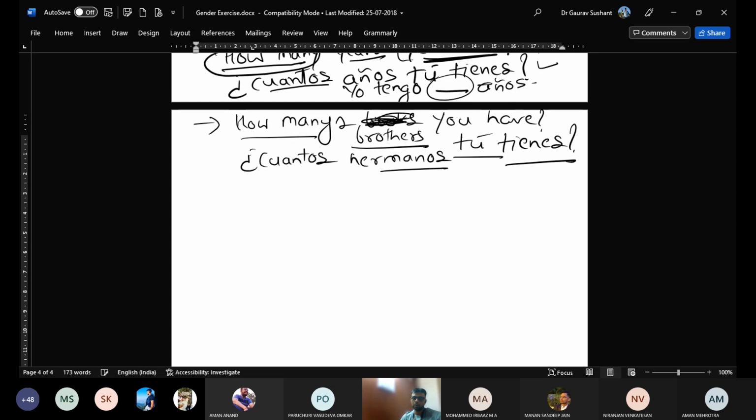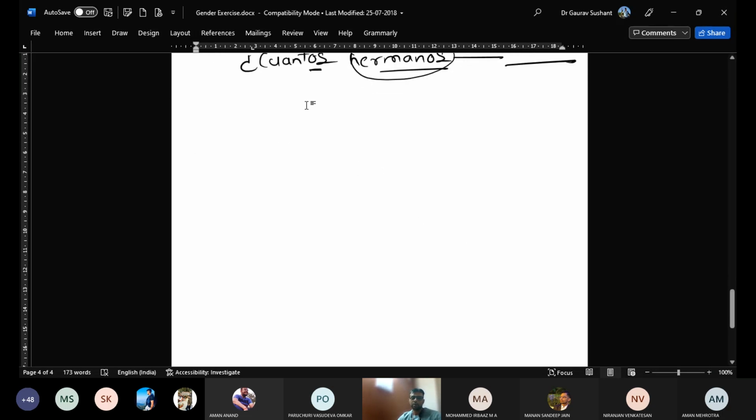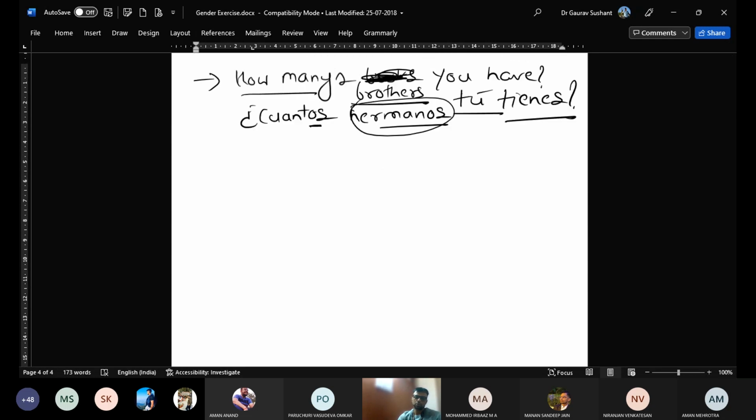How many classes you have: cuántas. Now clase is feminine, so you have to use cuántas in that case. If it is a masculine noun, you always have to use cuántos. Just keep that in mind and follow it correctly. Based on this, I'm giving you an exercise where you have to fill in the blanks with the correct form of the verb tener. It's a very simple exercise. You just have to apply the things you understood right now.